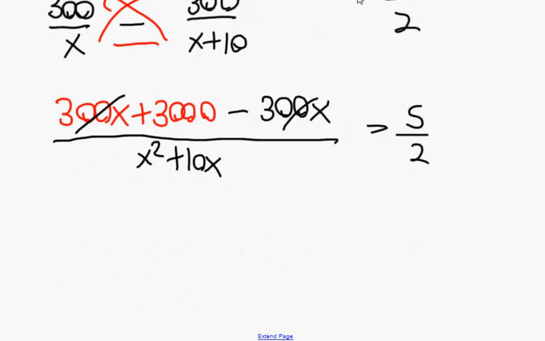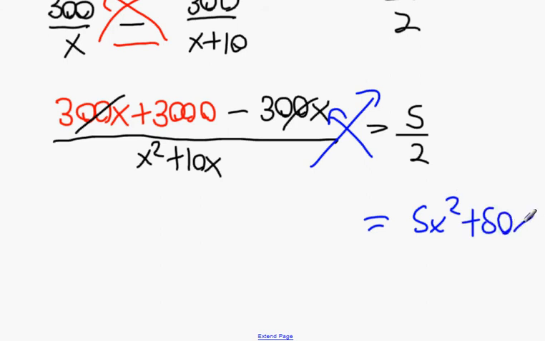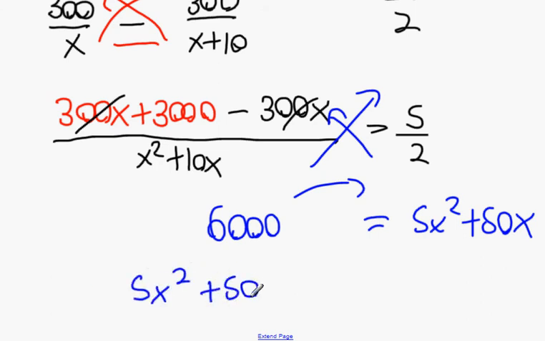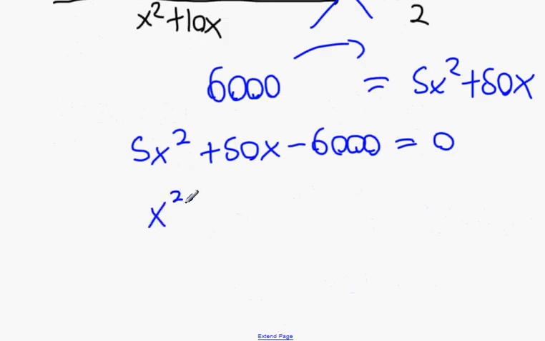We're going to cross multiply this time, 2 lines. And what we're going to get is 5x squared plus 50x equals 2 times 3000, which is 6000. Bring over the 6000 and we get 5x squared plus 50x minus 6000 equals 0. Divide everything by 5. We get x squared plus 10x minus 1200 equals 0.